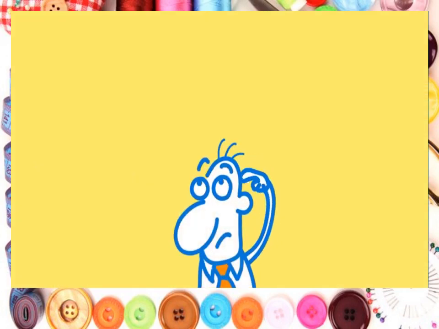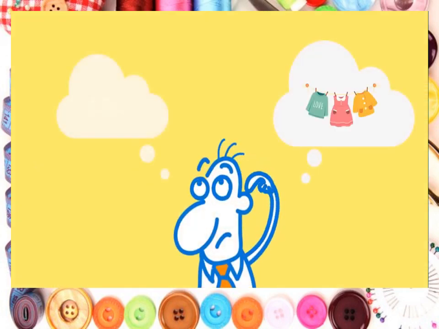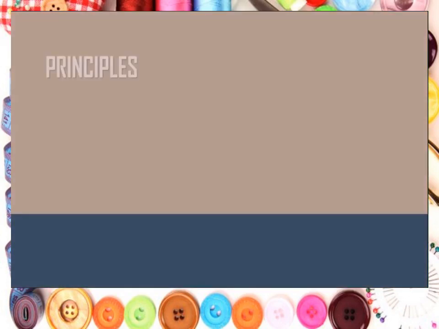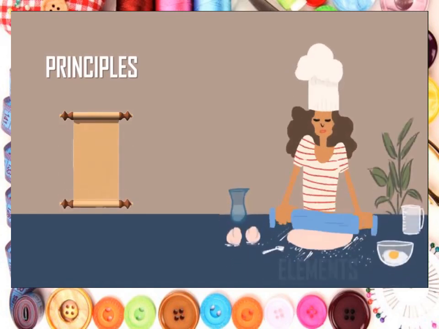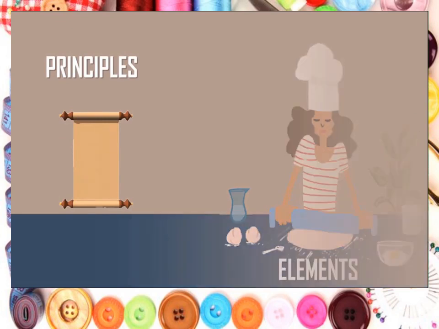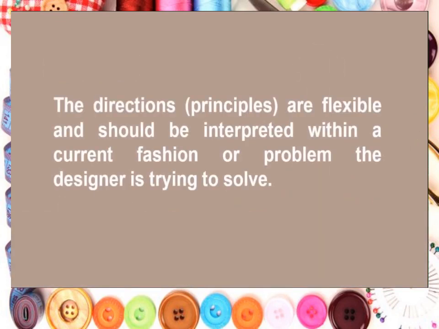When designing, there are several ideas or aspects of design that need to be kept in mind. These aspects of design can be categorized into two areas: principles and elements of design. One way to describe this is the principles are the directions for a cake recipe and the elements are the ingredients. The directions are flexible and should be interpreted within a current fashion or problem the designer is trying to solve.